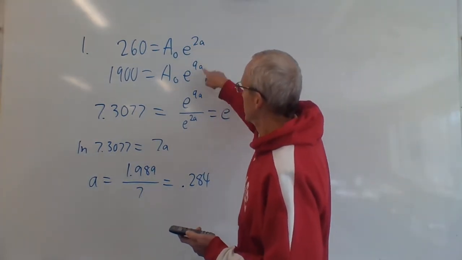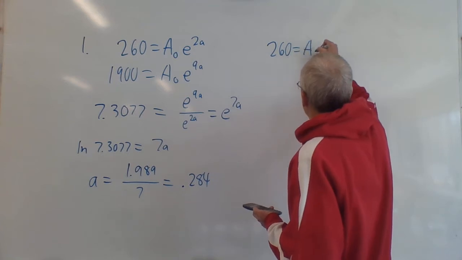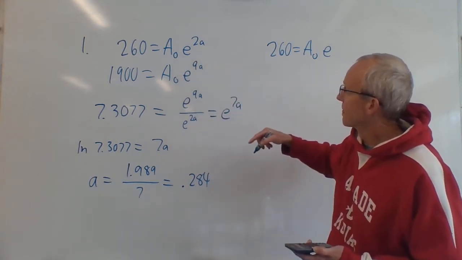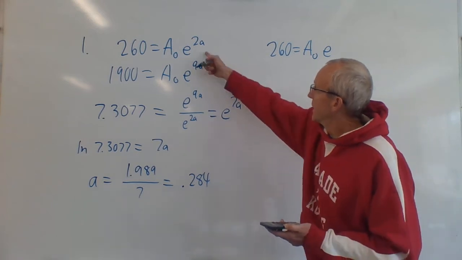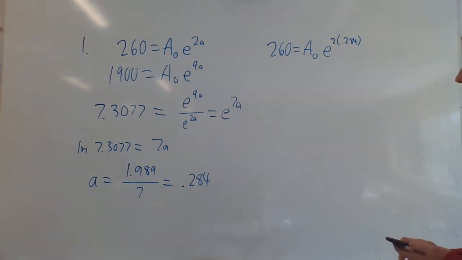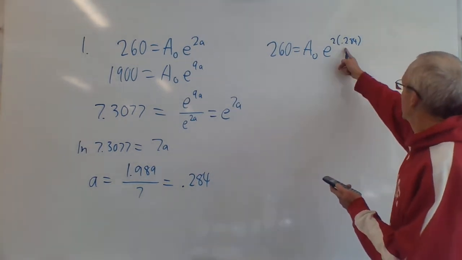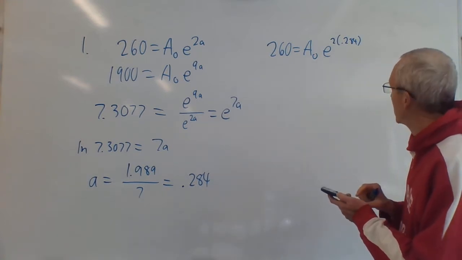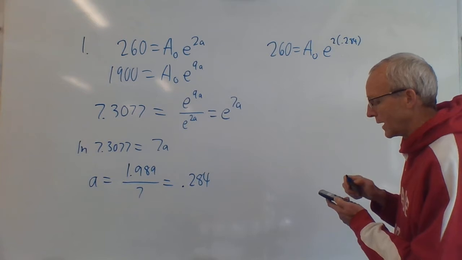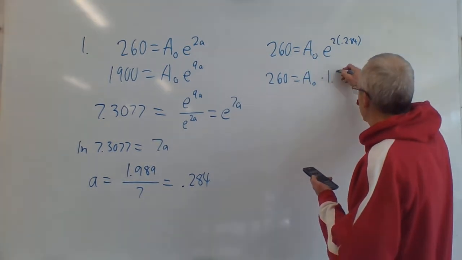Now we can use either one of these equations to figure out a0. Your choice. Let's use the first one. So we have 260 equals a0 e to the 0.284, which is what a is. So we plug in e to the 2 times 0.284, so you can figure out what that is here. 2 times 0.284, I get 1.76. So 260 equals a0 times 1.76.